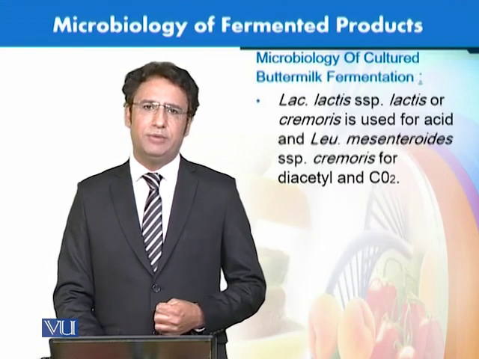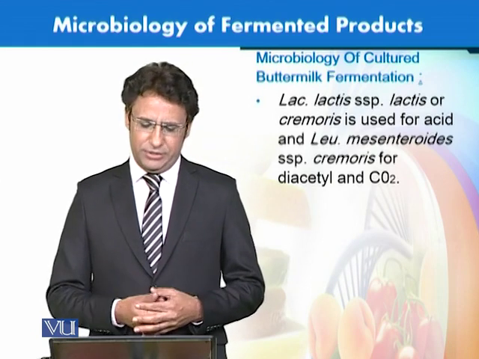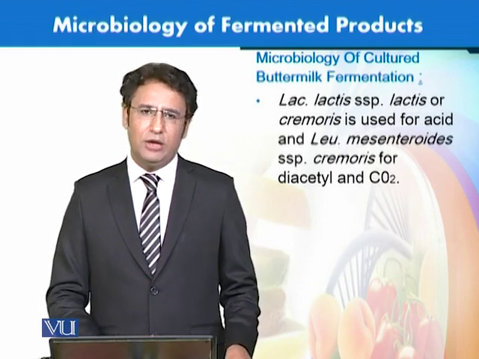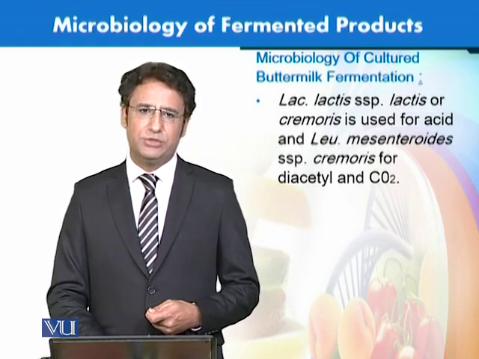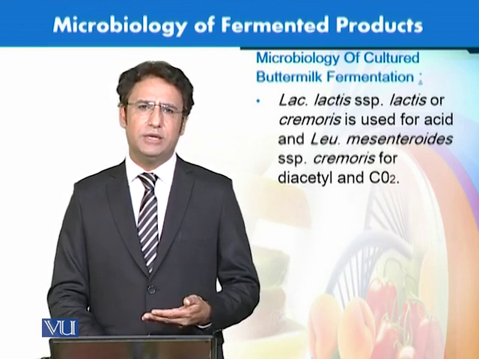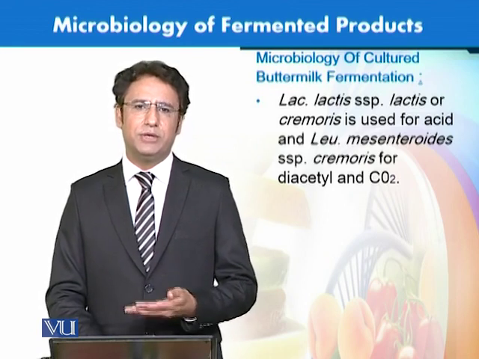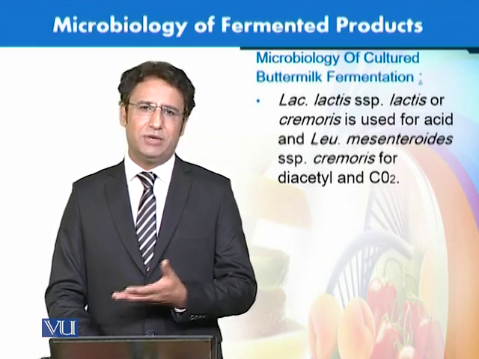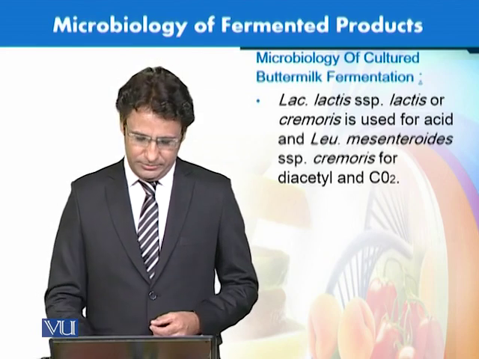Normally Lactococcus lactis subspecies lactis or cremoris is used for acid production, and Leuconostoc mesenteroides subspecies cremoris is used for production of diacetyl and carbon dioxide. And as I said, diacetyl and carbon dioxide are important for the flavor as well as for the appearance or effervescence within these products. So these selective cultures are used for different functions within the end product.